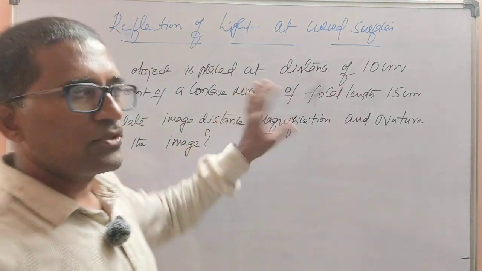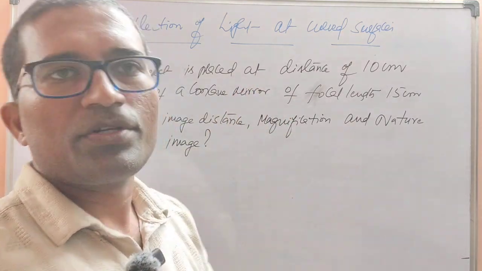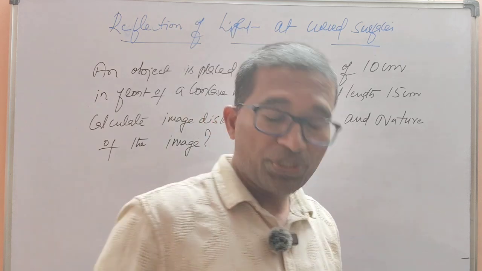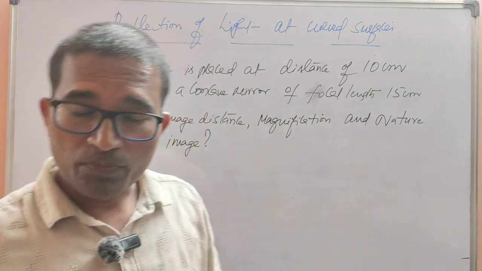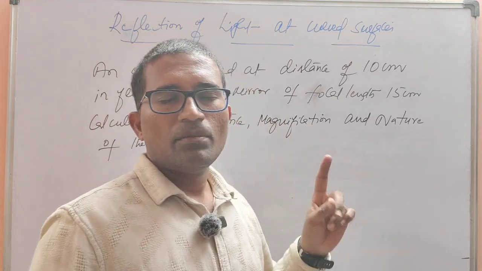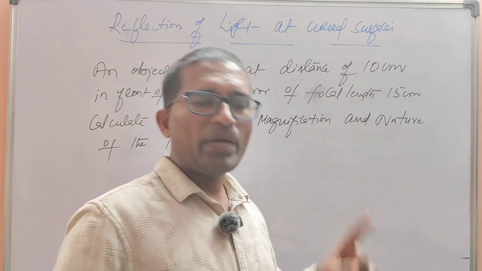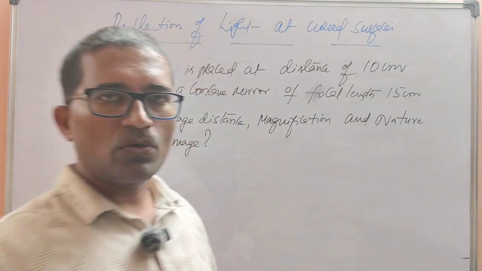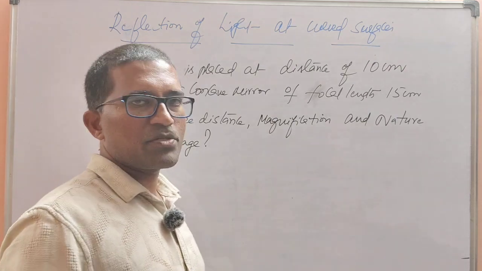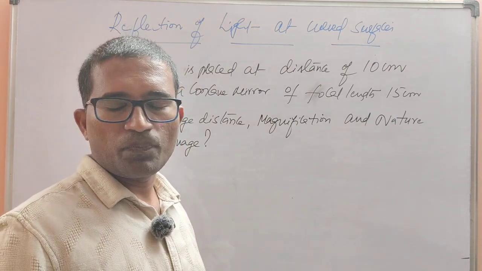Okay students, we will continue the problems. Till now we discussed what conventions we have to use while doing problems related to mirrors, that is both concave and convex mirrors. I explained already. Mirror formula is 1 by f is equal to 1 by v plus 1 by u. Magnification formula is m is equal to height of the image by height of the object, or in terms of distance, image distance by object distance, that is minus v by u.